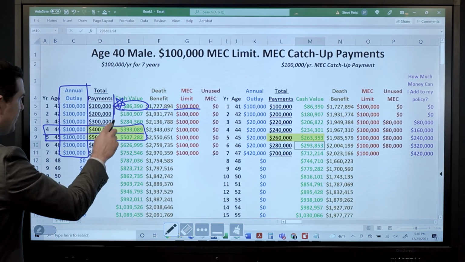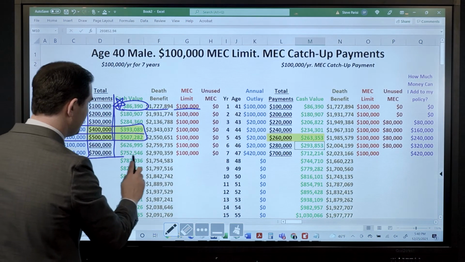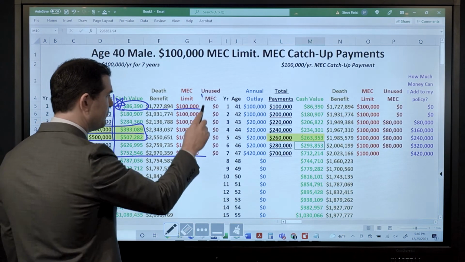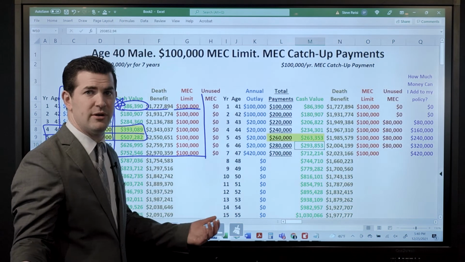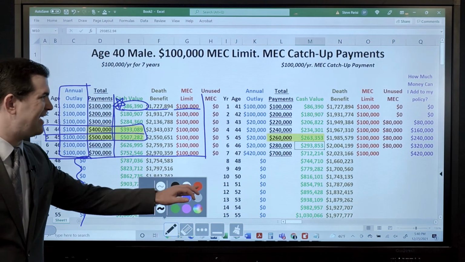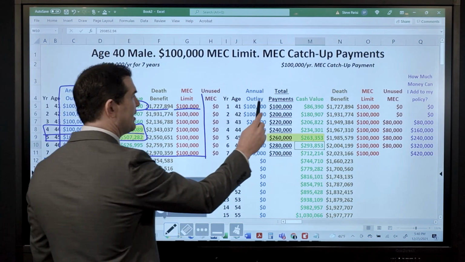So here we just fund right up to the brim, a total of $700,000 in, nothing after year 7. No unused space because we max fund it year in and year out. Maximum efficiency. Versus option 2, identical policy here. Here's where it gets fun.